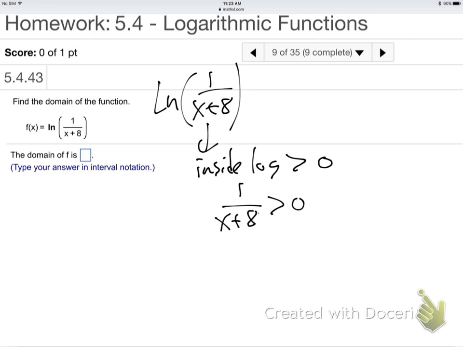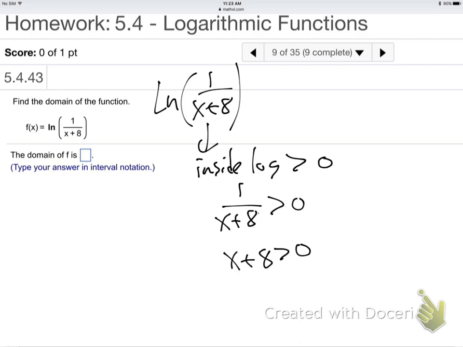Now, what does that mean about x? What values of x will make that greater than 0? What do you guys think? Can you just say the denominator has to be greater than 0? You can, right, because as long as the bottom is positive, the top's already positive, and positive over positive will be positive. Is that good? Am I going too quick on that?